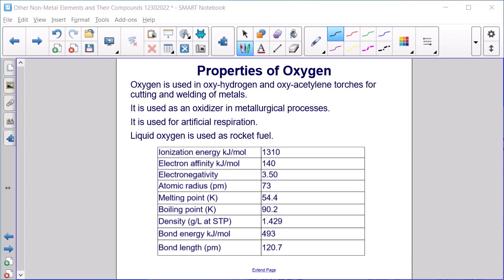You can see the ionization energy, electronegativity, radius, melting and boiling points, density, bond energy, and bond length. So a table of a series of physical properties of oxygen.